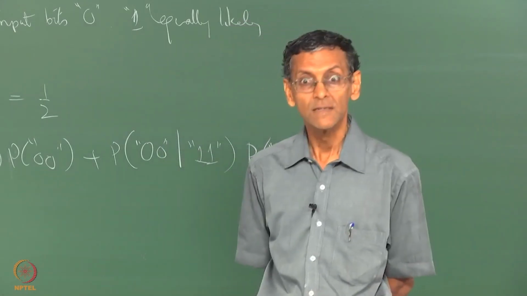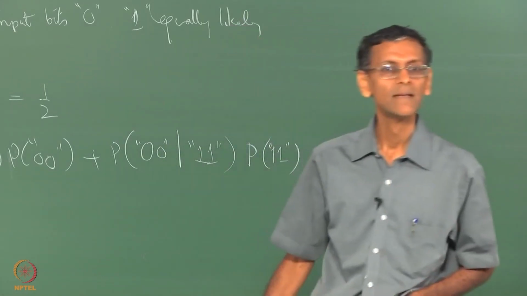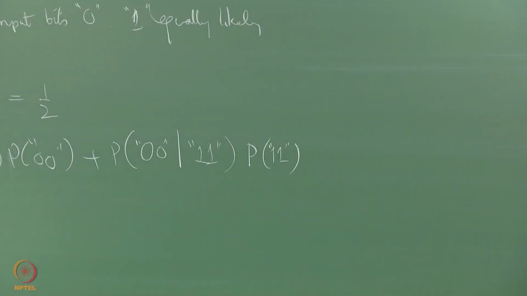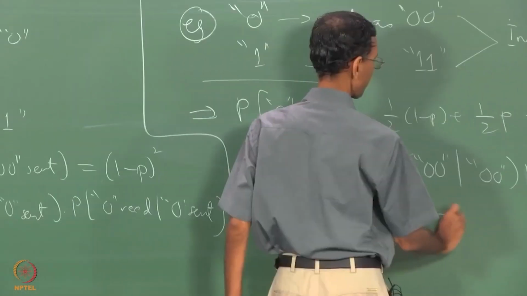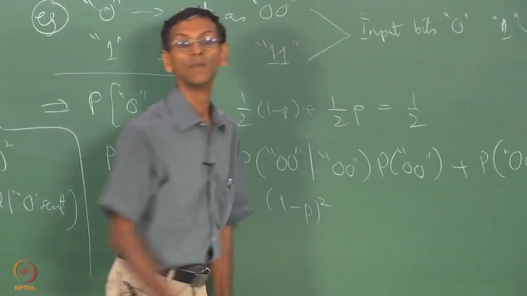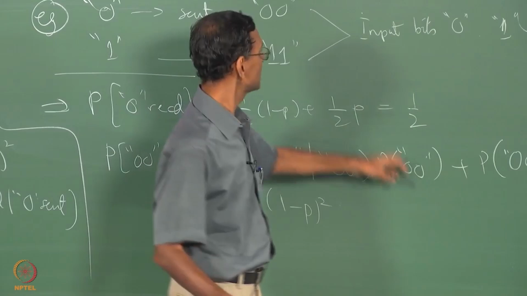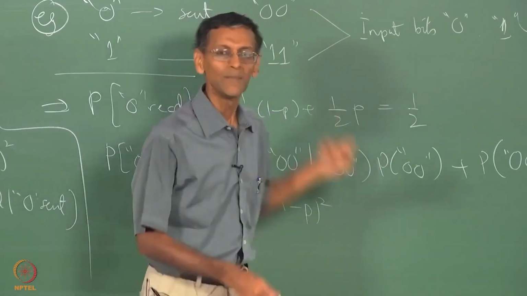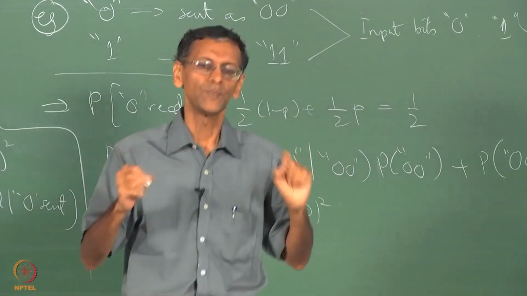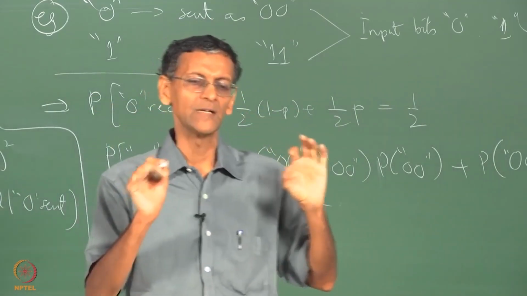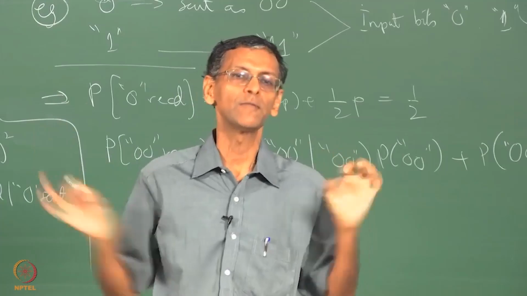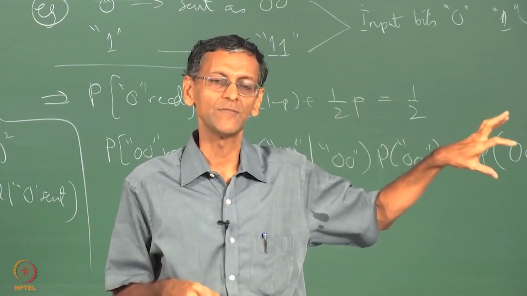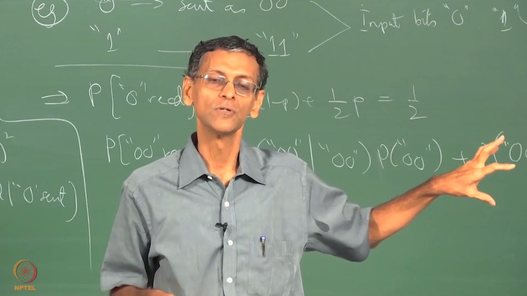So you only have this. Now you write this out. This is going to be 1 minus p squared, and this is half, because this is the same as this input bit 0. I am looking at the transmission of a single input bit which is sent as a double 0. So what is the probability that the received sequence is another double 0?